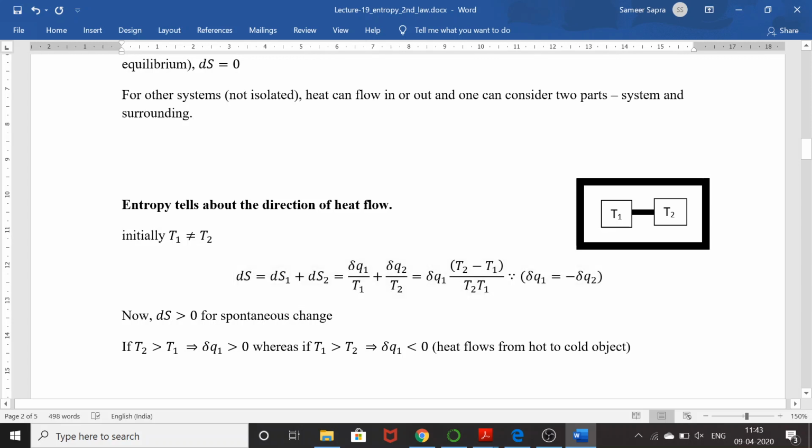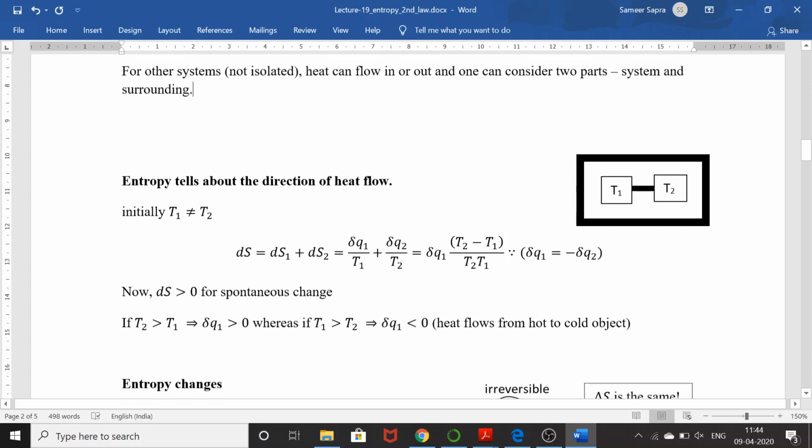Now, what we have seen is that the change in entropy is greater than 0 for a spontaneous process. So if this dS is to be greater than 0, then delta Q1 times (T2 minus T1), with the denominator of course greater than 0, should be greater than 0. If T2 is greater than T1, then delta Q1 should be a positive number, which means if block 2 is at a higher temperature, heat should flow into block 1. That's common sense. If block 2 is at a lower temperature, then heat should flow out of block 1 to block 2. Positive heat means heat flows in, negative heat means heat flows out, right? So this does support the idea of dS being greater than 0 for spontaneous change.